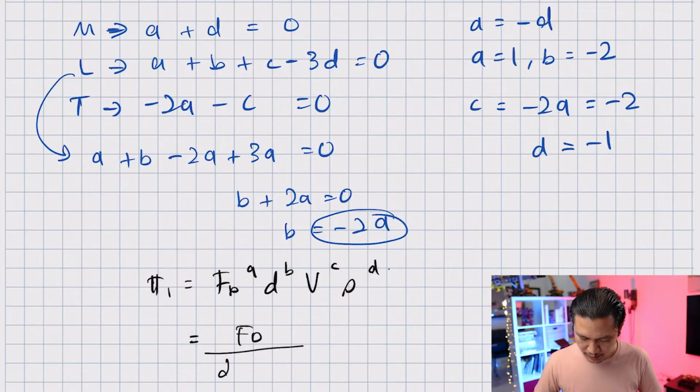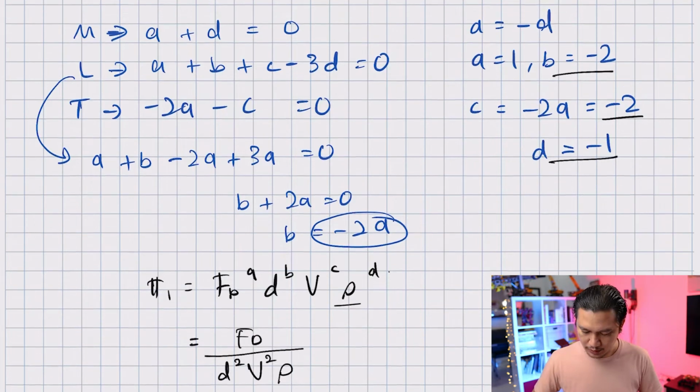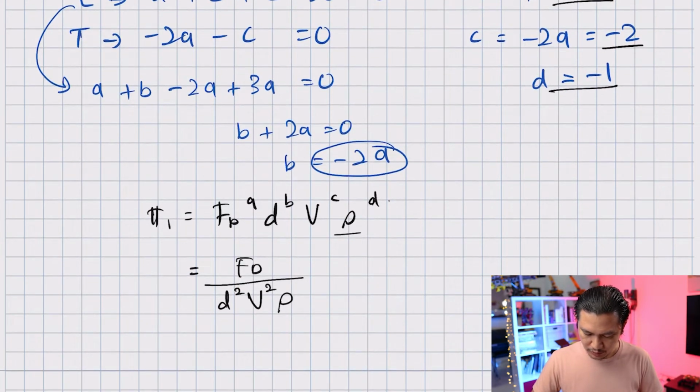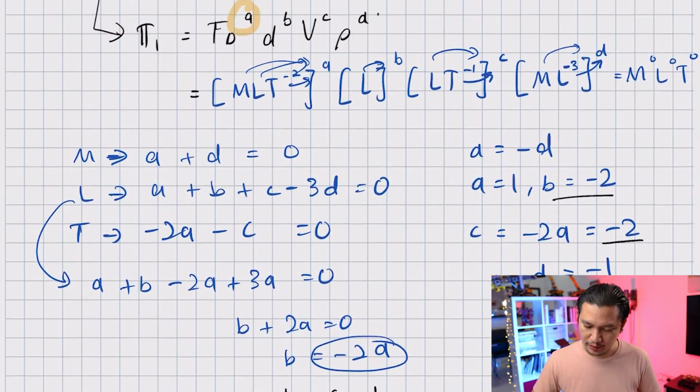Now, for diameter, my B is negative 2. So this is diameter square. And velocity, my C is negative 2. So this is velocity square. And my density is to the power of D, and D is minus 1. So this is rho. Okay, and if I rearrange this properly, so pi 1 equal to F_D divided by rho D square V square. And we can now be confident that this term is non-dimensional because we have zeroed all the dimension here.